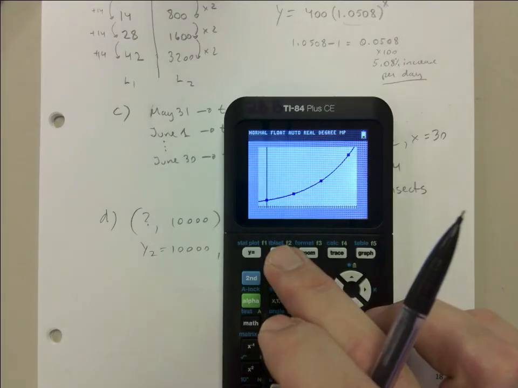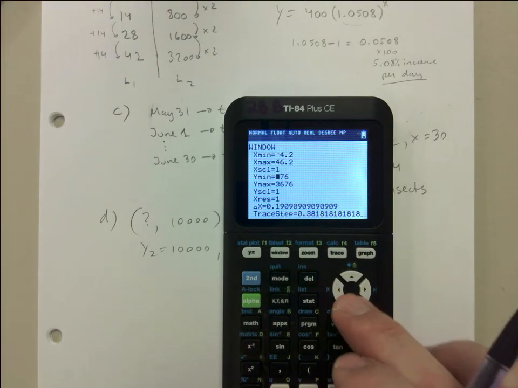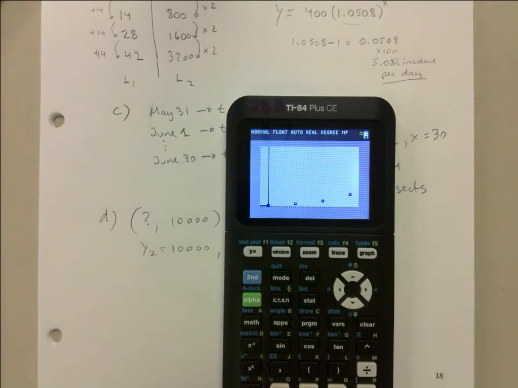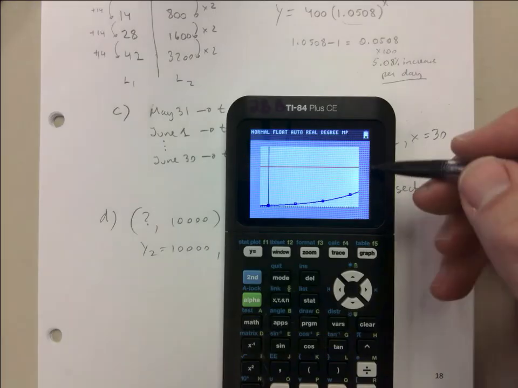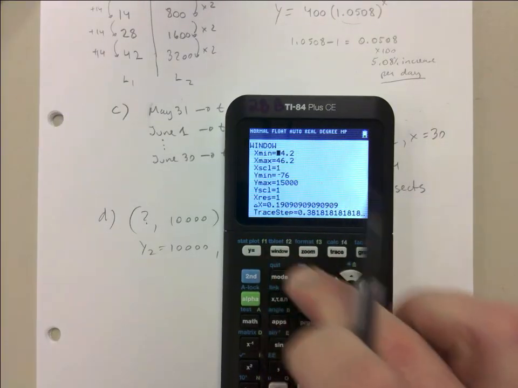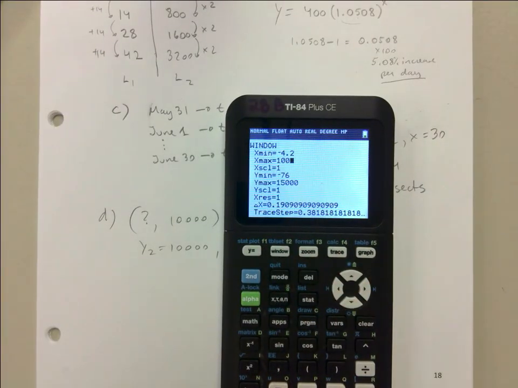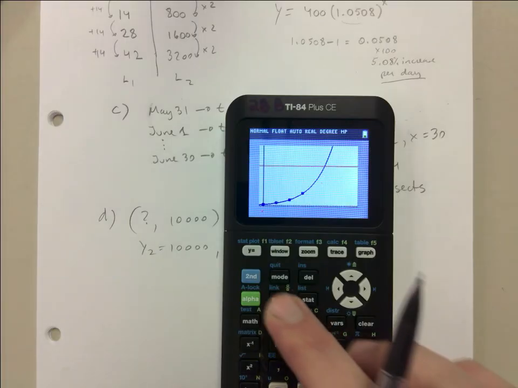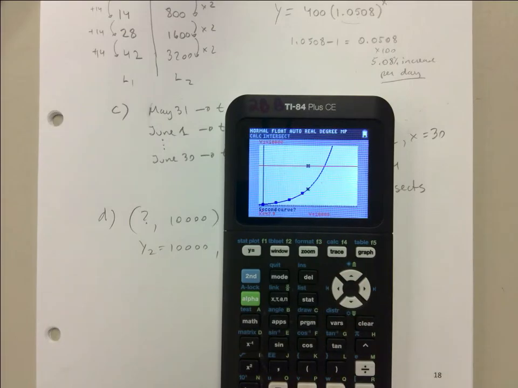I'm just going to change my window because I know that my Y max should be 15,000. And I can still not see it. I need to keep chasing it to the right. So I'm going to increase my X max as well. I'm going to go 100 there. It was 46. I'm going to go to 100. As long as you see them meeting, you're fine. Second, trace 5, intersect.